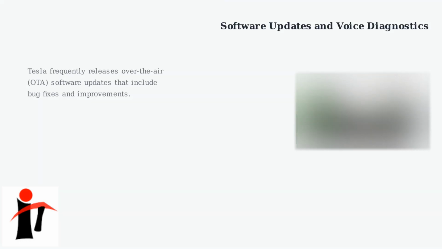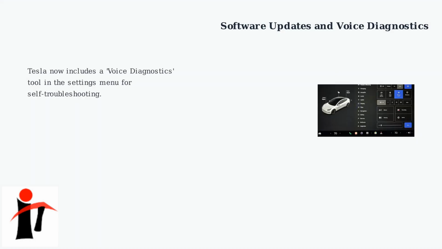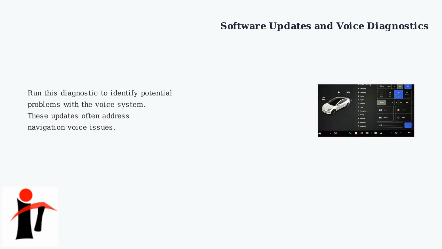Tesla frequently releases over-the-air software updates that include bug fixes and improvements for the Model 3's navigation voice system. Ensure your Model 3 is running the latest software version, v13.2.1 or later, by checking for updates in the software menu. Tesla now includes a voice diagnostics tool in the settings menu for self-troubleshooting navigation voice problems. Run this diagnostic to identify potential problems with the voice system. These updates often address navigation voice issues.